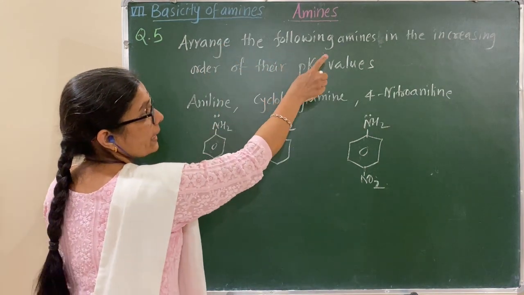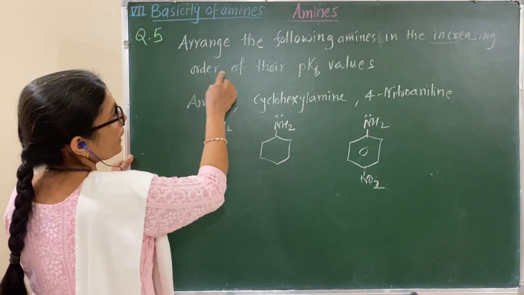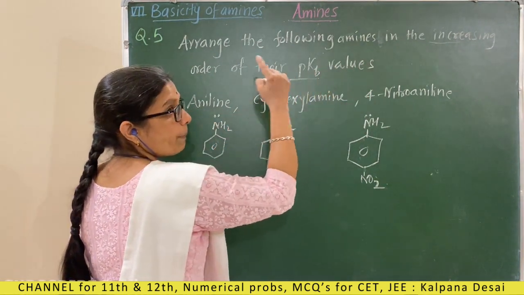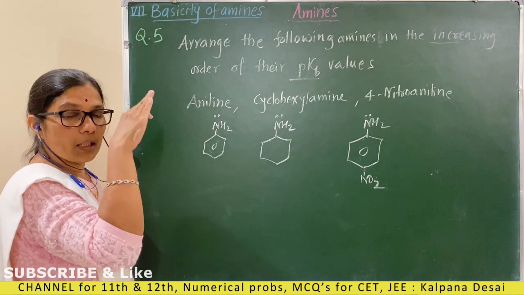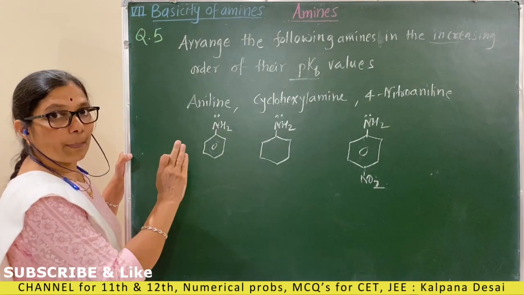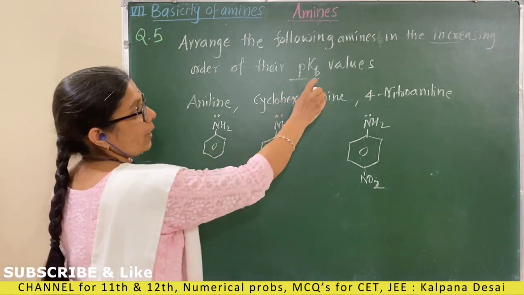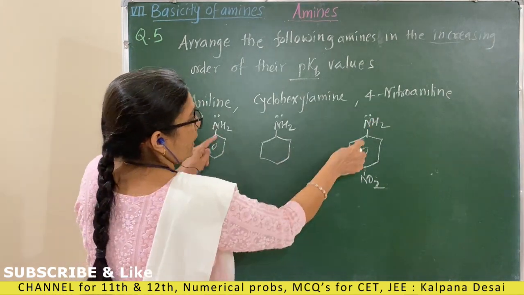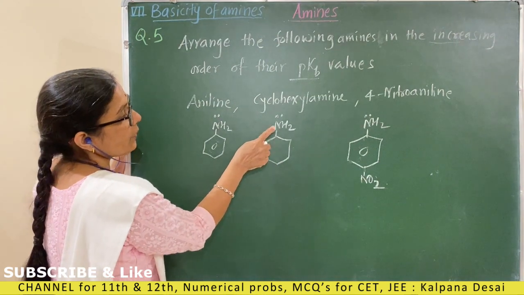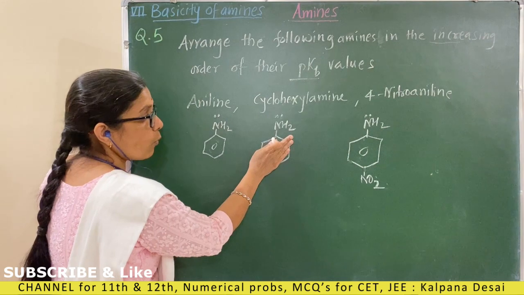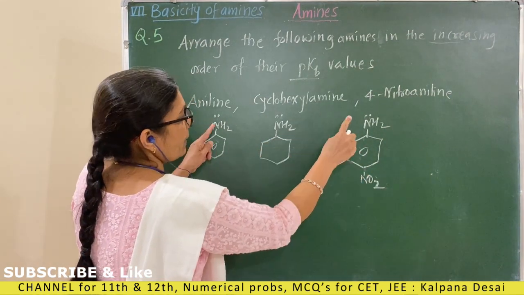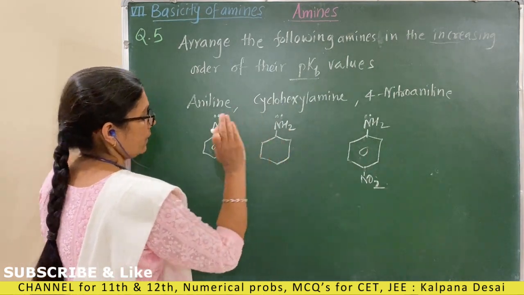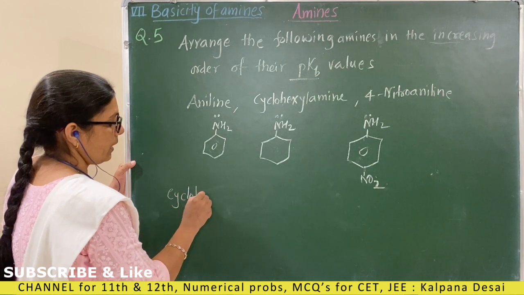Next question. Arrange the following amines in increasing order of their pKb values. Remember, larger pKb means lower base strength. See this: these two are aromatic amines. This is not an aromatic amine. Here this pair is available for donation, therefore this is more basic than these two. In aromatic amines the pair is involved in resonance, therefore less available. Therefore, this is the most basic among these three. Therefore, this is cyclohexylamine.